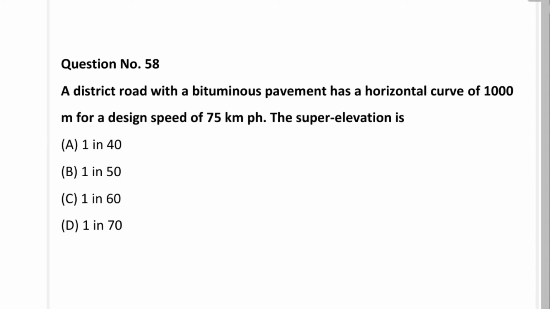So next question, a district road with a bituminous pavement has a horizontal curve of 1000 meter radius for the design speed of 75 km per hour. So the superelevation is: A. 1 in 40, B. 1 in 50, C. 1 in 60, and D. 1 in 70. So the correct answer is A, 1 in 40.